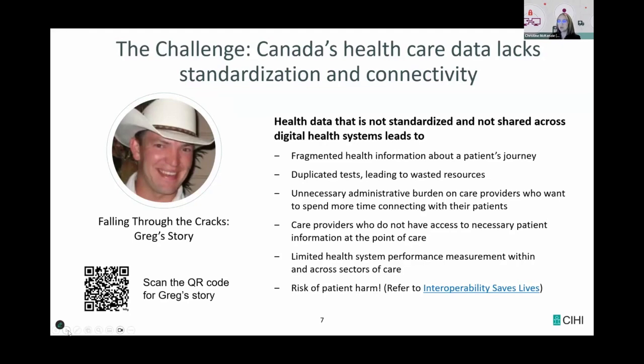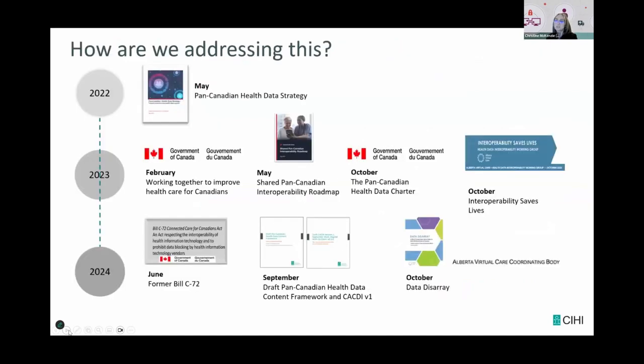as I mentioned before. So a truly connected healthcare system would mean that your health information would follow you across the continuum of care. And all of these challenges that I have spoken about today would be improved substantially. So how are we addressing this?